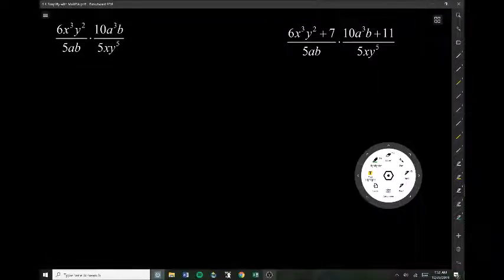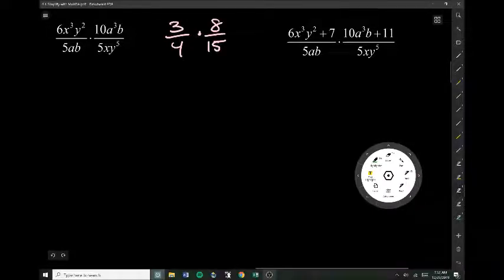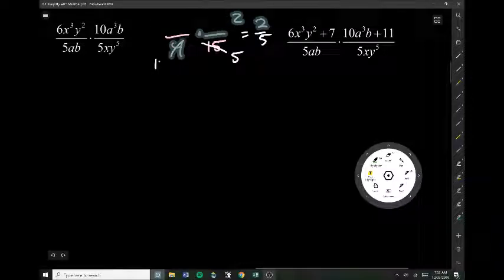Okay, let's throw in some multiplication. I'm again going to compare to a simpler problem. If I have something like 3/4 times 8/15, before I do the multiplying, I would see what I can simplify. 3 and 15 can both divide by 3. 8 and 4 can both divide by 4. And I would just make this 2/5. So I would simplify by reducing before I did any multiplying.